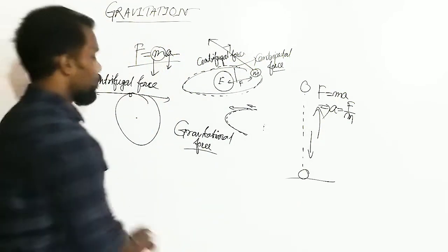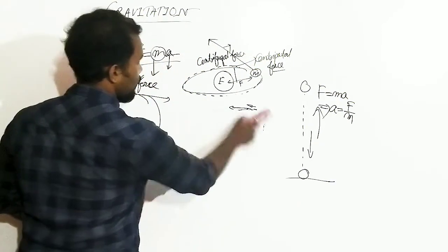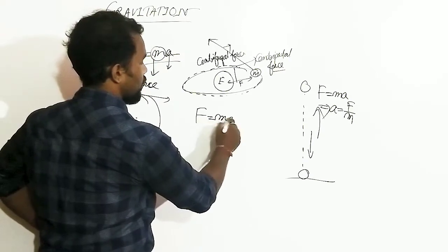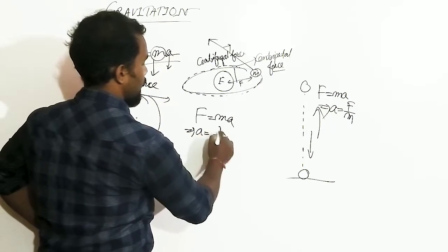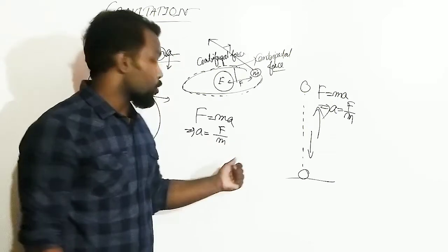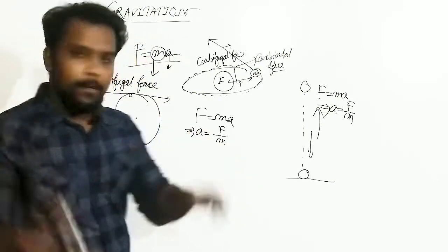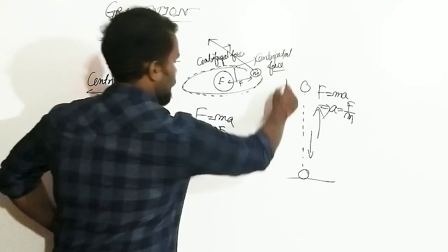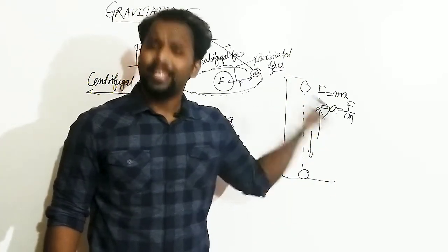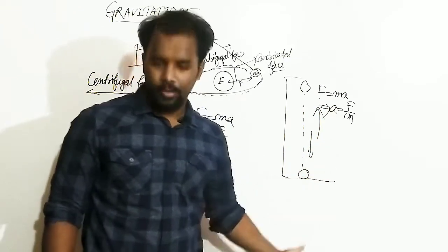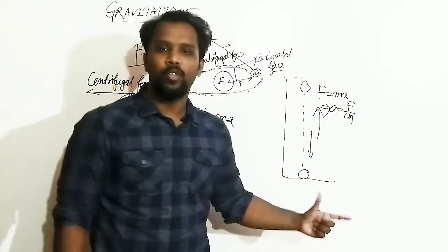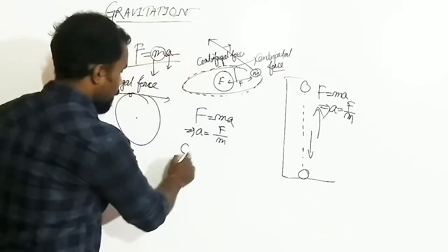Right or wrong? I will write here: we have F equal to Ma and A equal to F by M. That means acceleration is inversely proportional to the mass. Now consider this example again. Here the apple or ball is going to have very little mass compared to the ground. Ground means our Earth, where we are standing. This is the ball and this is our Earth.